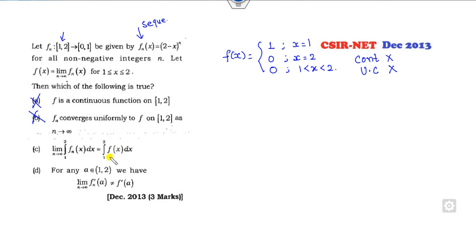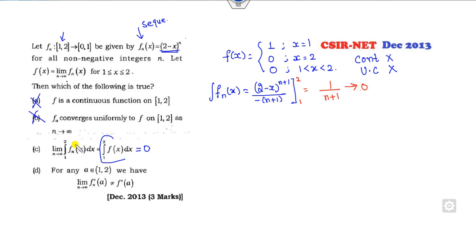Look at the limit of the fn. What is the right hand side limit? You can see whenever it's 1 to 2, the answer will be 0. Fine. Look at the left hand side. What is the limit of the integration of the fn x? If you take the integration of this, it's 2 minus x to the n plus 1 divided by minus (n plus 1). So the limits are 1 to 2. When you take 2, it's 0, and it's 1 over n plus 1. It goes to 0. So this goes to 0. This goes to 0. So it means left hand side and right hand side are the same.